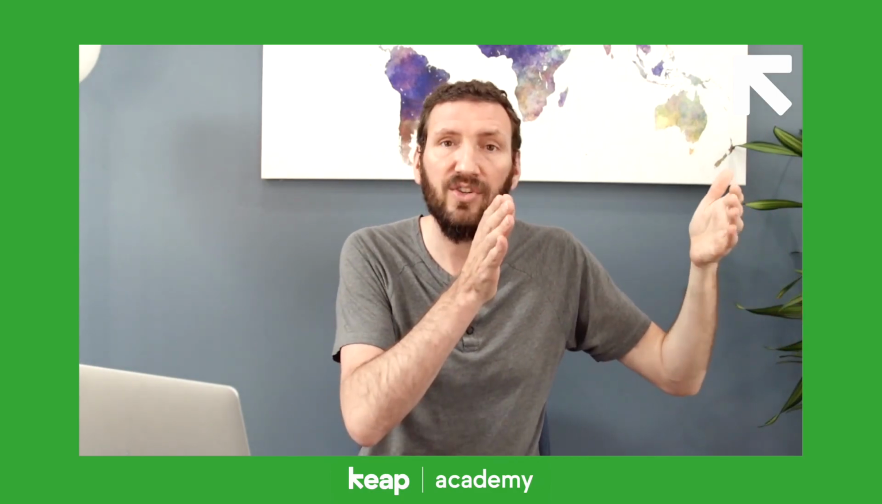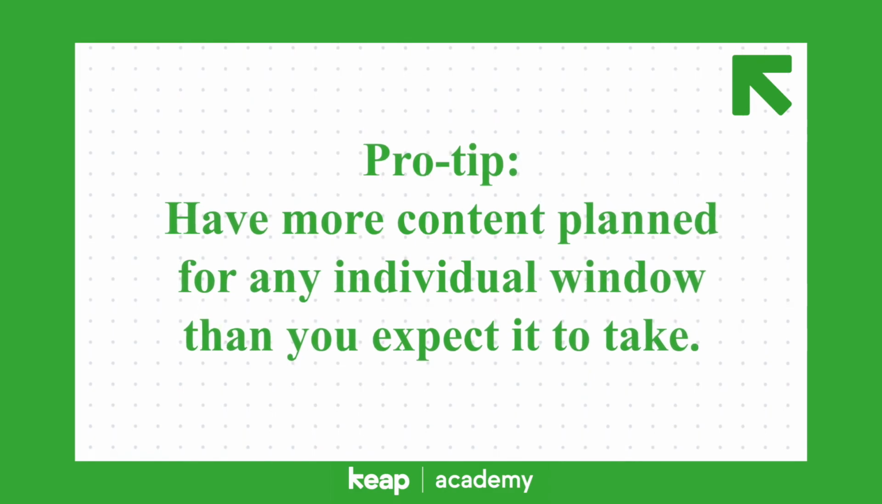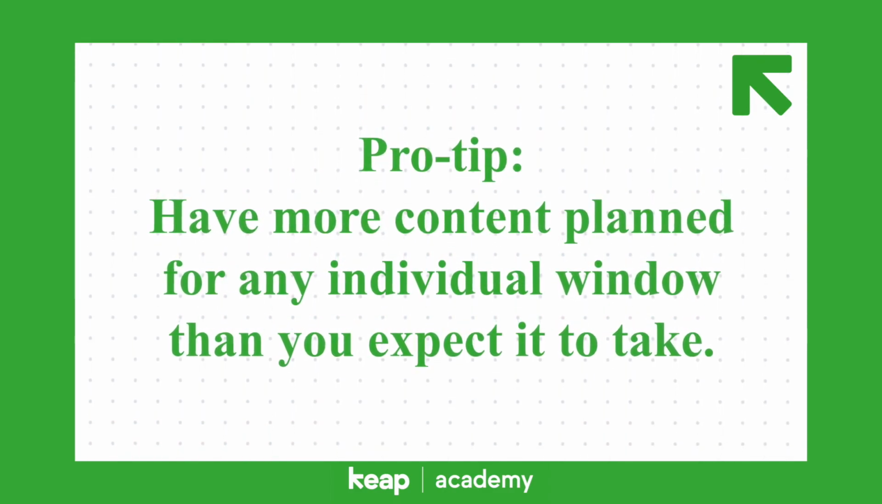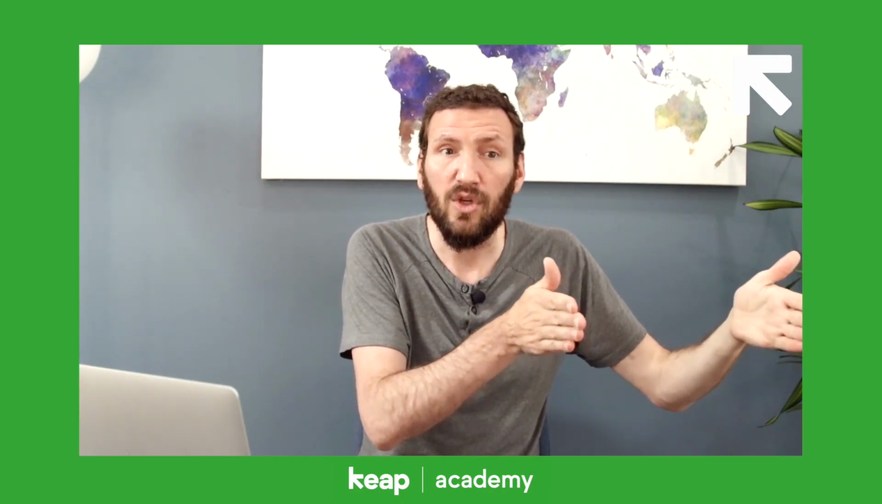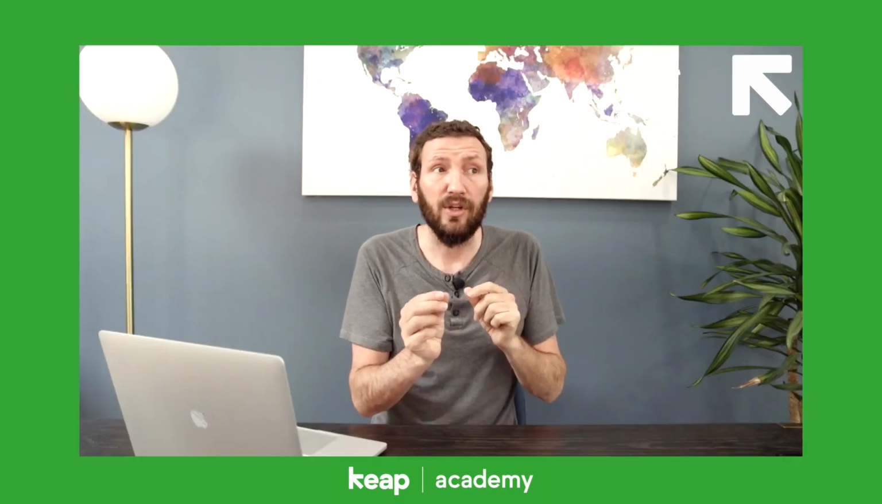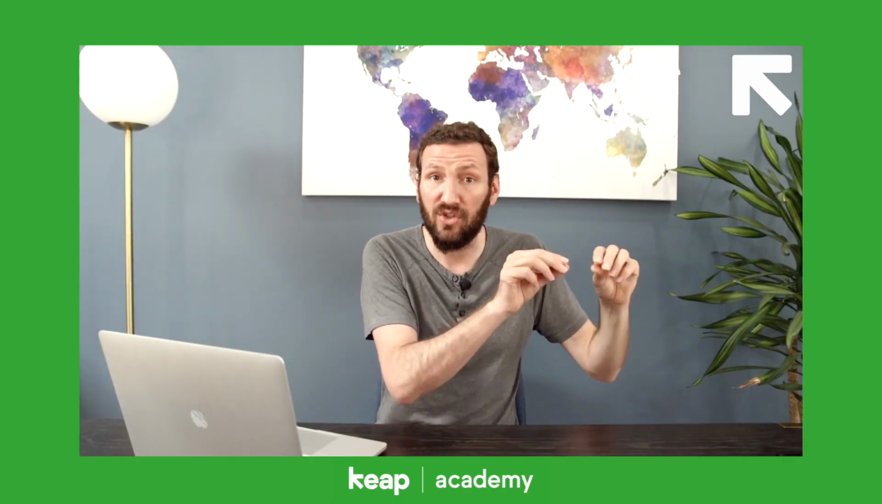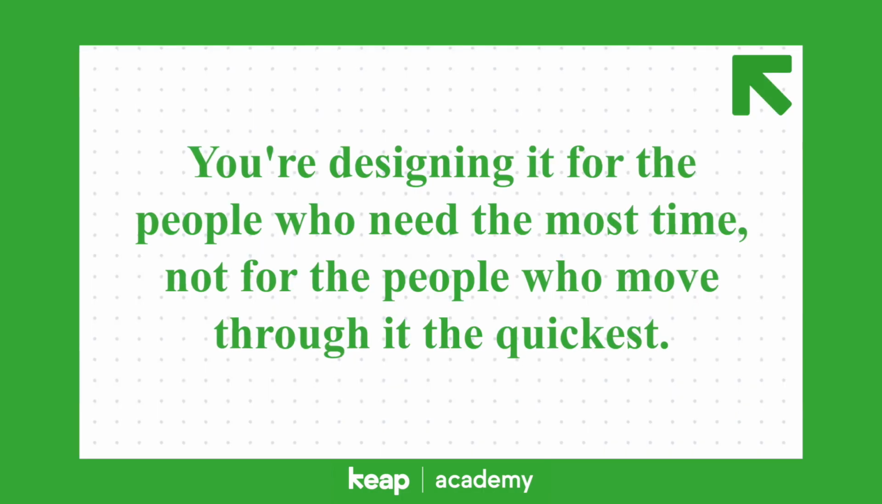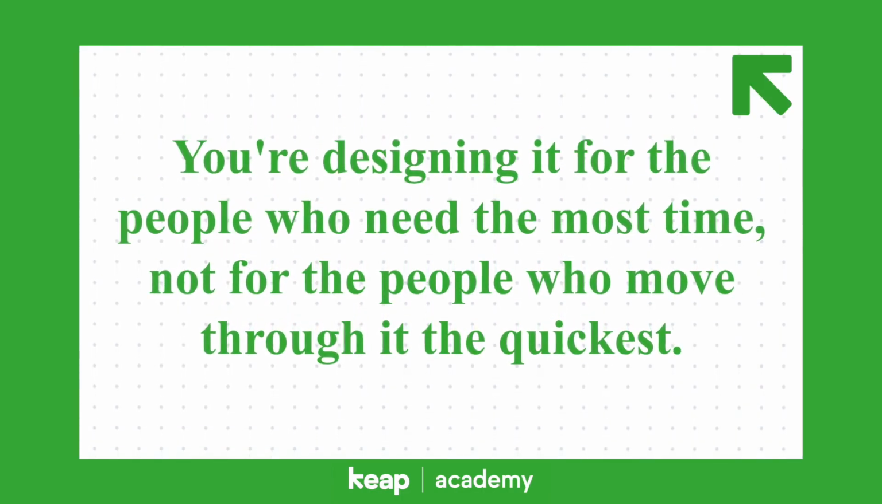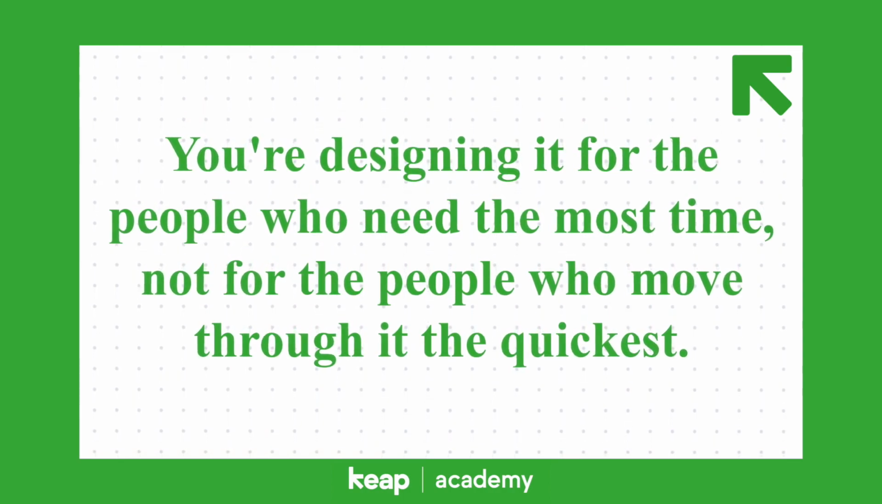My normal recommendation is to have more planned for any individual window than you expect it to take. So if you plan for it to take 6 months, you want to have 7, 8, or 9 months worth of content lined up for those people. You're designing the bridge, so to speak, that paves that path. You're designing it for the people who need the most time, not necessarily for the people who move through it the quickest. So that's a quick little reminder for you.